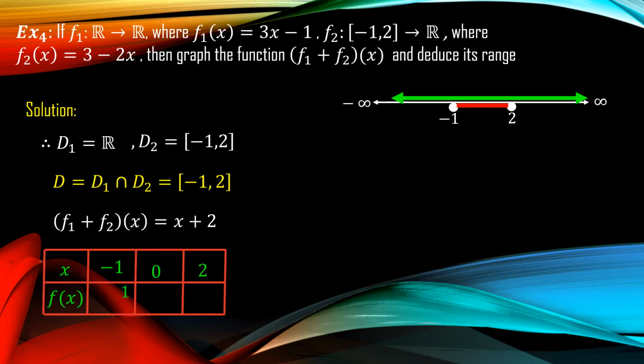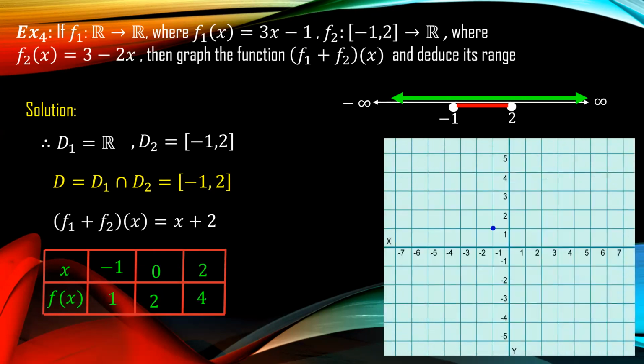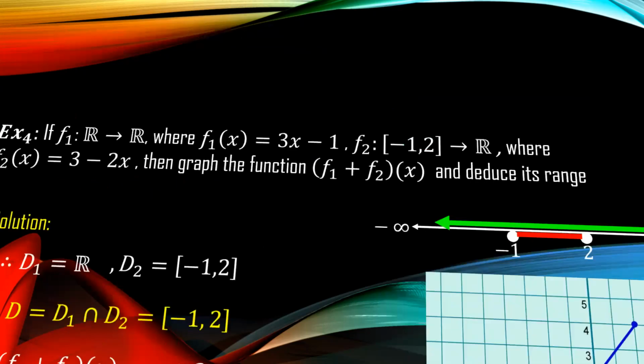To find the range of this function, you have to graph the function, and we can construct a table like this and substitute the value of x by negative 1, 0, and 2, and determine the corresponding value of f1 plus f2, and we can plot the points that represent the ordered pairs and join between them to graph the function f1 plus f2 of x. To find the range of this function, it is the set of all y coordinates of the points on the curve. It is equal to the closed interval 1 and 4.